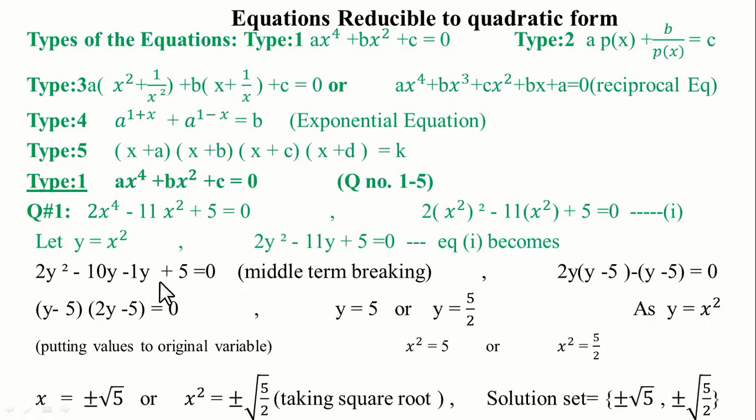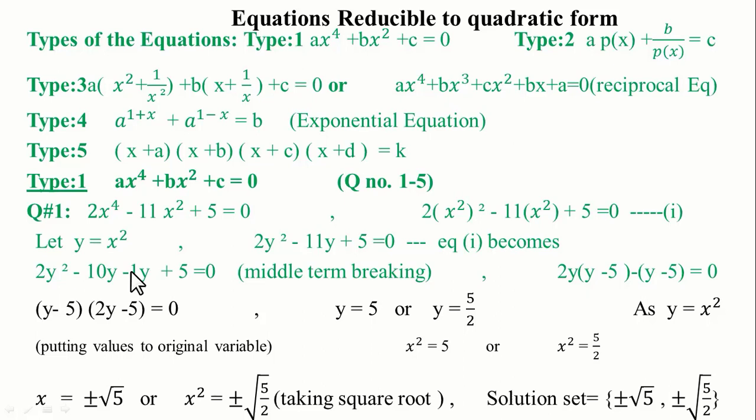Here we consider the two digits, minus 10 and minus 1. When added, minus 10 and minus 1 give minus 11, and when multiplied, 10 times 1 is 10. So we have arranged the equation by middle term breaking: 2y square minus 10y minus y plus 5 is equal to 0.